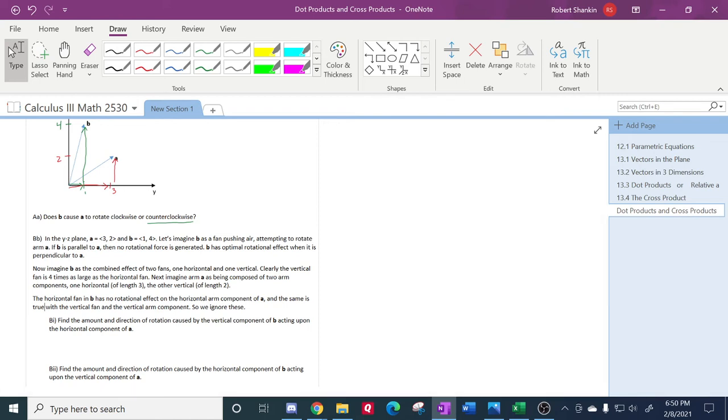So, let me give you a minute to get the answer to B, part 1, looking at the picture. And work individually for a minute, and then I'll tell you when you can type in your answer to your group chat.